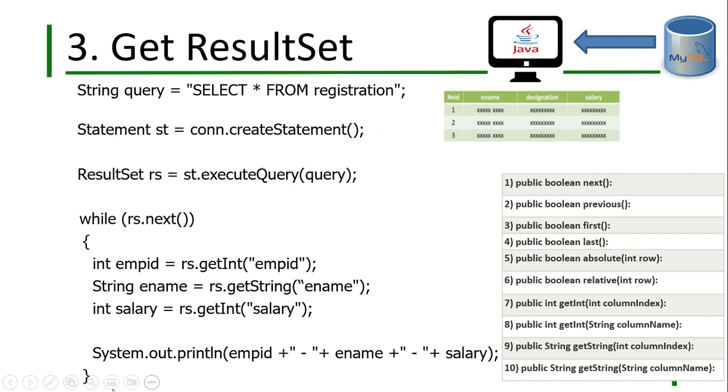Then again we will go to the start of the while loop. Then we will be moving to the next record with the help of the next function. So it's like that, first earlier it was pointing.